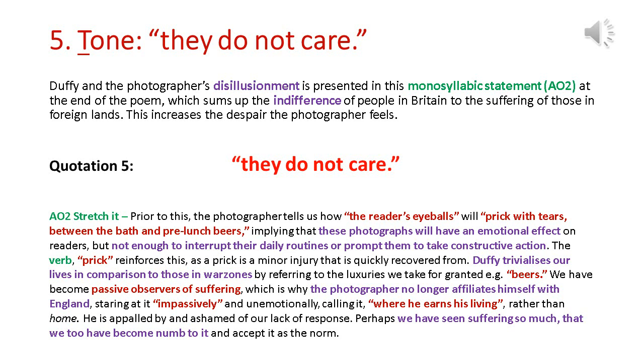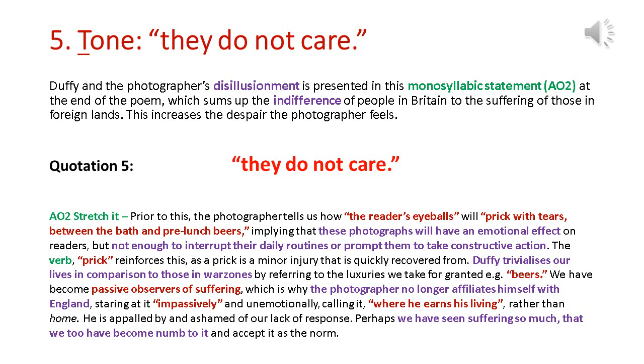And that shows that the photographer feels the people of Britain are completely indifferent to the suffering of those in other countries. So he thinks that we just aren't concerned about it, that we're too selfish to be concerned. And that increases the despair and hopelessness that the photographer feels.